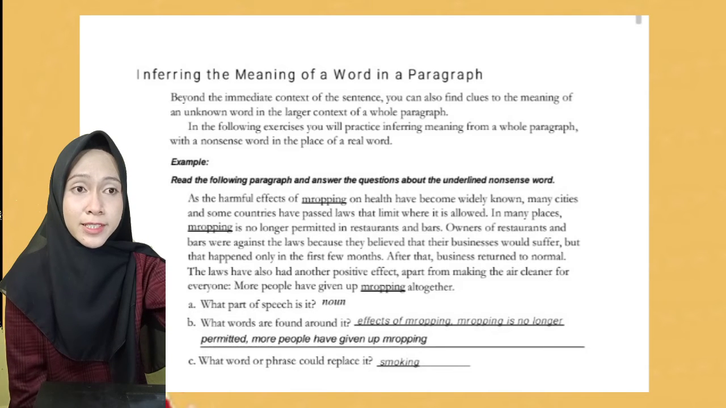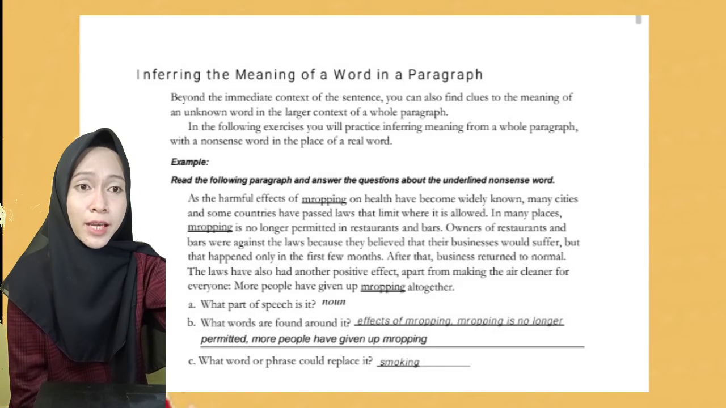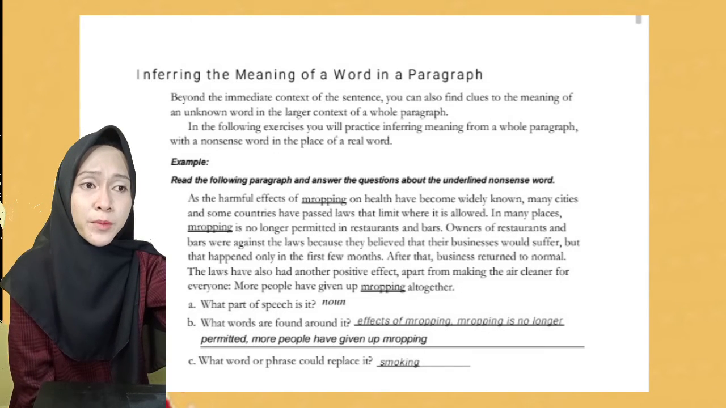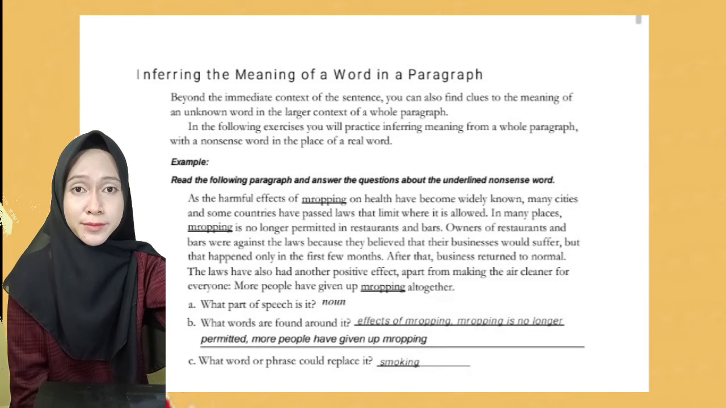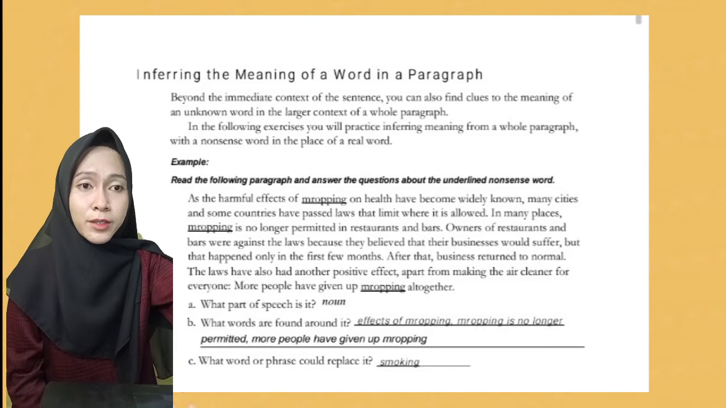Okay, after we read the text, we also get the answers, A, B, and C. A says, what part of speech is it? The answer is noun. And B, what words are found around it? Effects of smoking, is no longer permitted, more people have given up smoking. And then C, what word or phrase could replace it? The answer is smoking. Okay, so now I'll explain why this can happen.